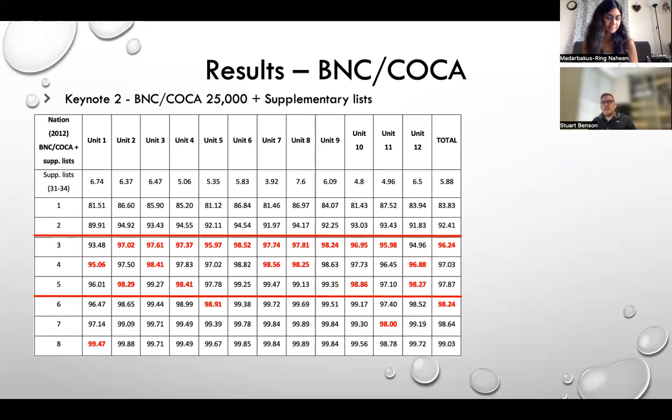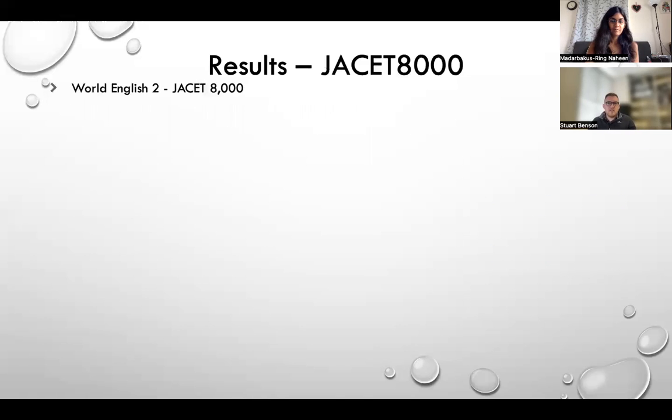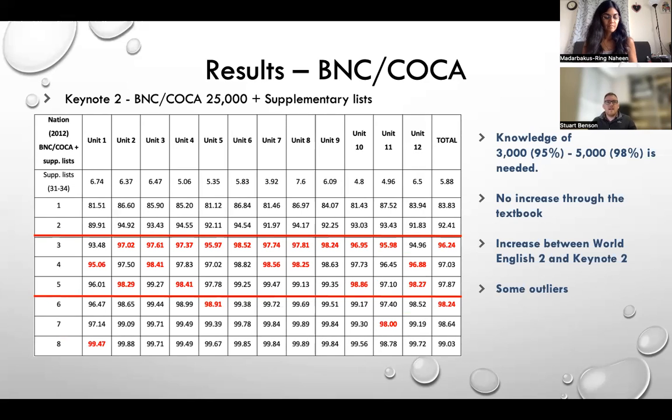So looking at Keynote 2, the second book that was analyzed, again I have made two red lines to show you where it reached the 95% threshold and the 98% threshold. To reach the 95% threshold, students needed to know 3,000 words, and to reach the 98% threshold, they needed to know 5,000 words. Again, there was no increase throughout the textbook, but there was an increase between World English 2 and Keynote 2. For World English 2, it was 2,000 to 4,000, and for Keynote 2, it was 3,000 to 5,000. But again, there were some outliers.